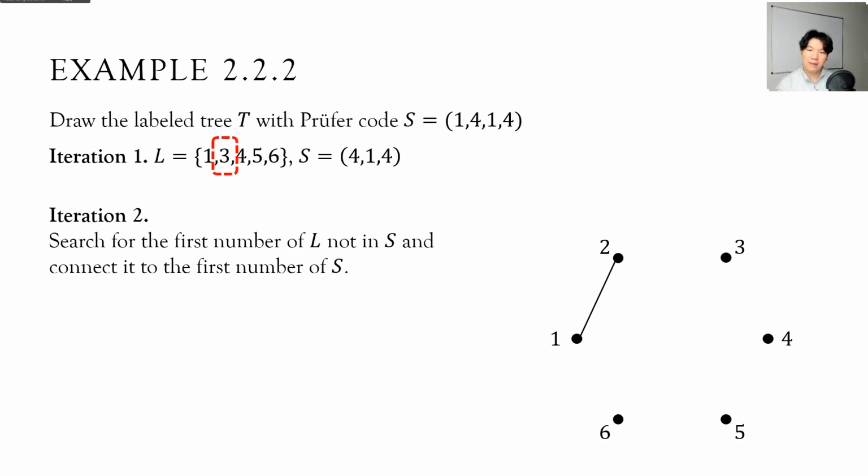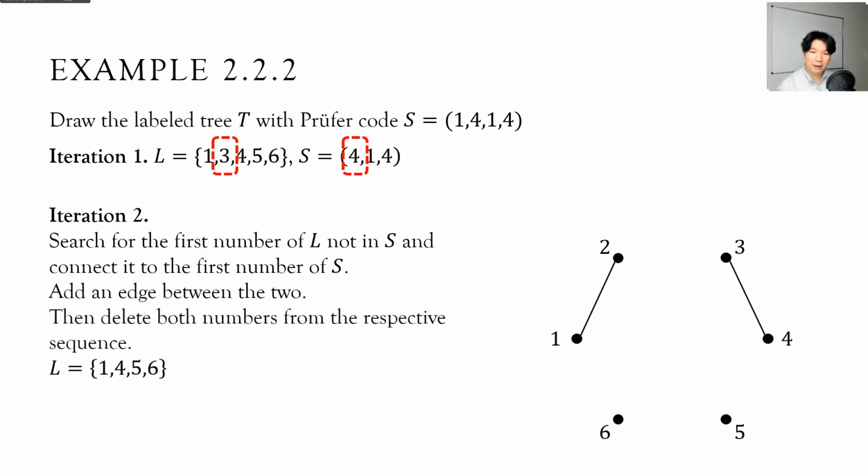And then the first entry of S is 4. By my algorithm, I add an edge between 3 and 4, like what I have here. And then I delete those respective entries. If I delete 3, I get 1, 4, 5, 6. If I delete 4, the first entry only, I get 1, 4. So I've finished my second iteration.